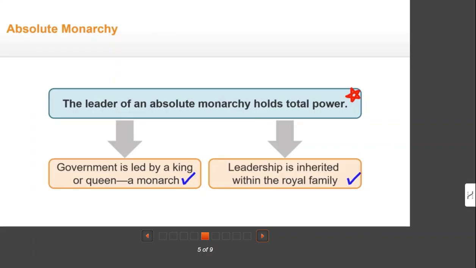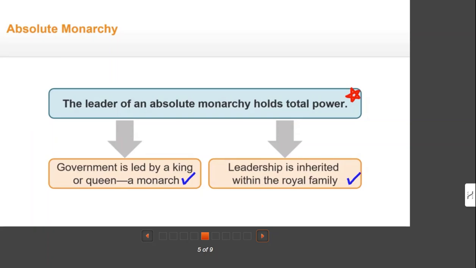Keep in mind that not every country with a king or queen is an absolute monarchy. Constitutional monarchies, which are democratic, also have a king or queen. For example, England has a king, but he is just a figurehead. The English government has a parliament with elected representatives who vote on and pass laws.